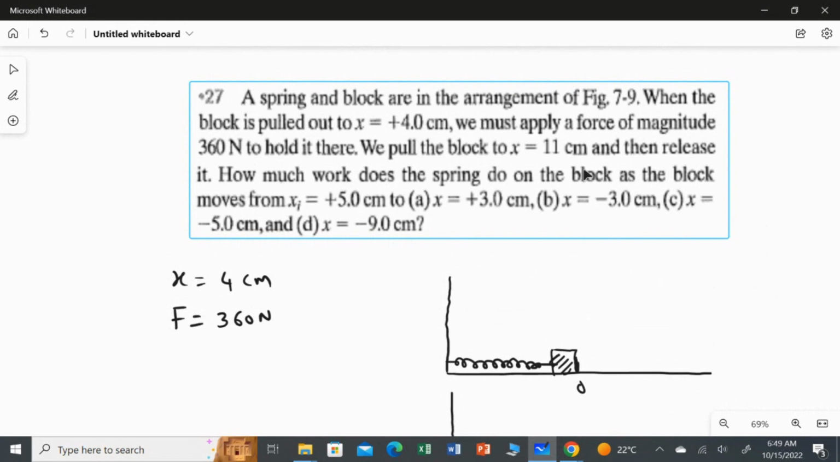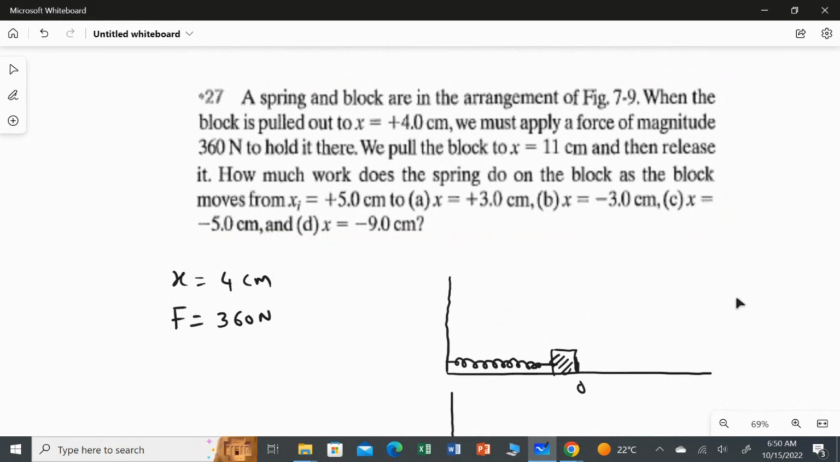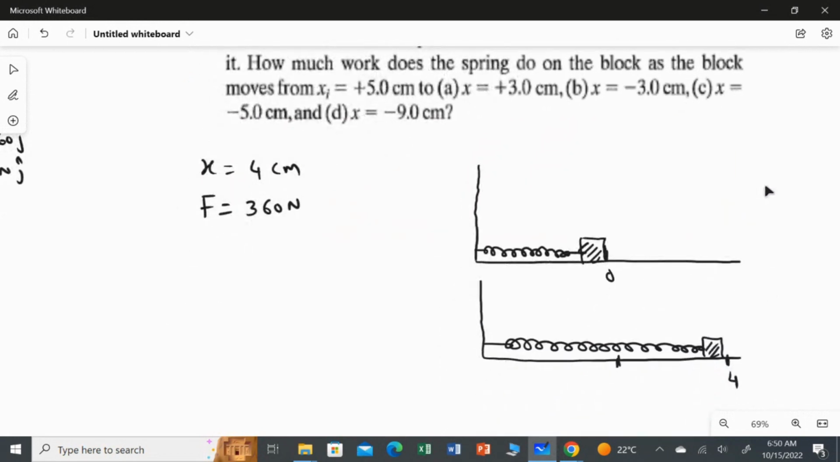Clear? So actually this question tells you what the formula is for work done by the spring. We already studied the formula for work done by the spring, which is Ws, the work done by the spring, equal to half k times xi square minus xf square. So this is the rule.